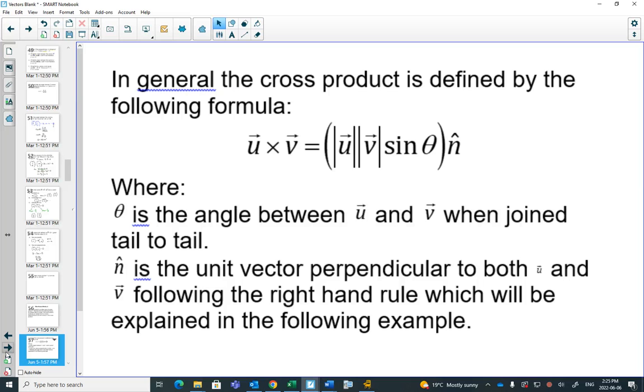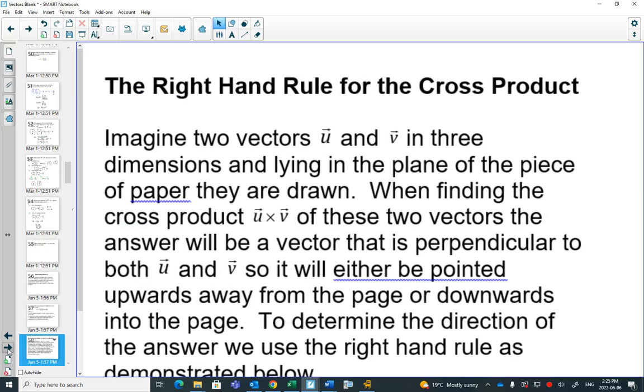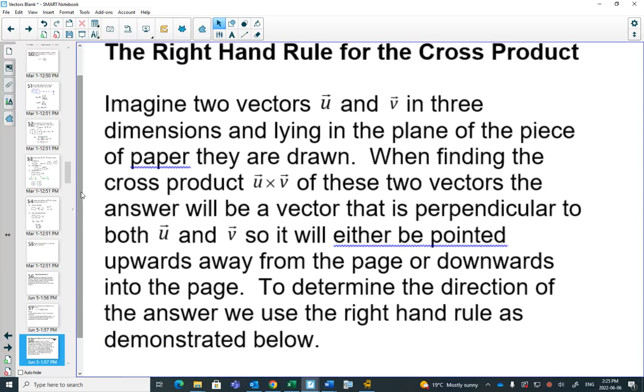Well, I will show you actually what I think is a better thing than a right-hand rule. Okay, but we'll look at it with the right-hand rule first. So here's a right-hand rule. So imagine you have two vectors, u and v, in 3 dimensions, but you could place them on that piece of paper in 3 dimensions.